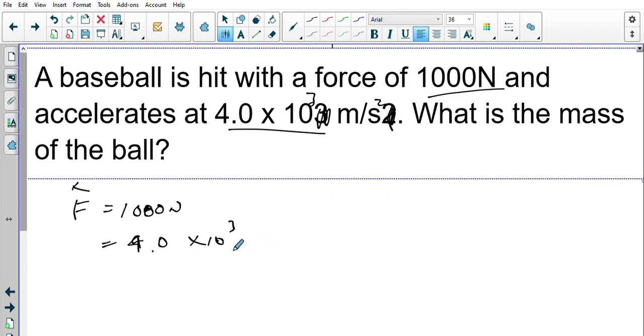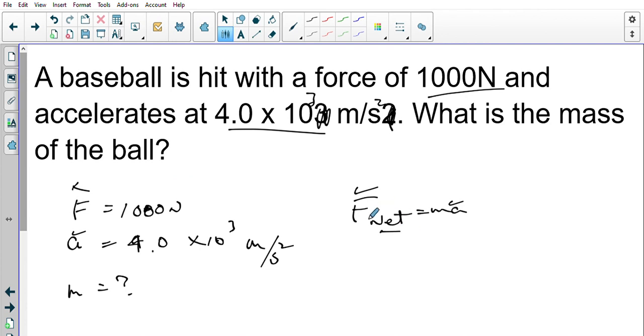So we have this 4 times 10 to the 3 meters per second squared. What is this? It's our acceleration. And then what are we left with? Mass. And that's what our question is. Because we have F net is equal to ma. I didn't always used to write F net. I would just write F. But really, it will make more sense when we talk about this as the F net, because we're going to start adding more than just one unbalanced force into this.